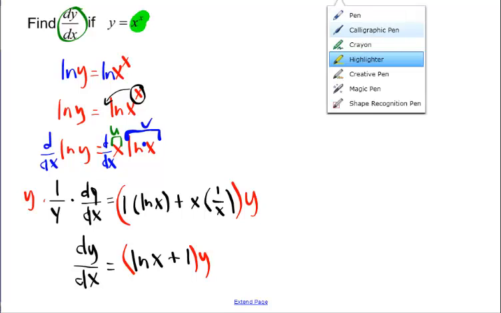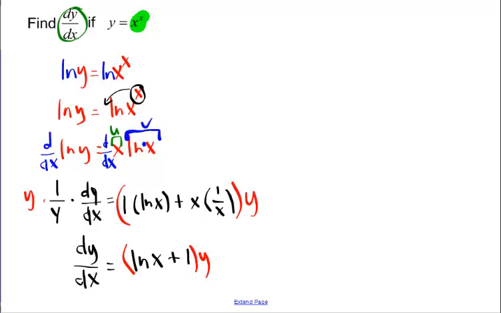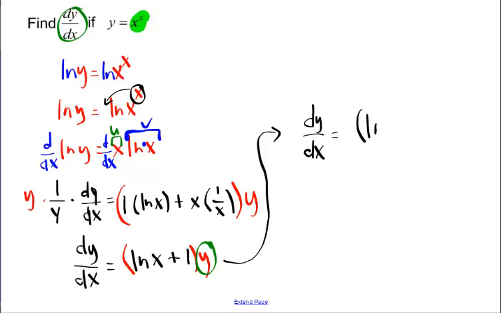So when you get done at the end, if you've got a y in your problem, and we do, then we're going to just replace that with x to the x. So my final answer, again, is going to look really interesting. But dy/dx is equal to the natural log of x plus 1 times x to the x power.